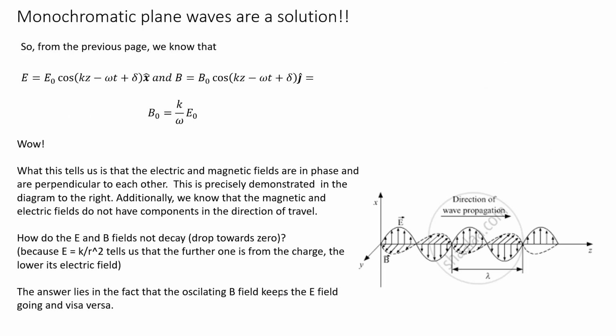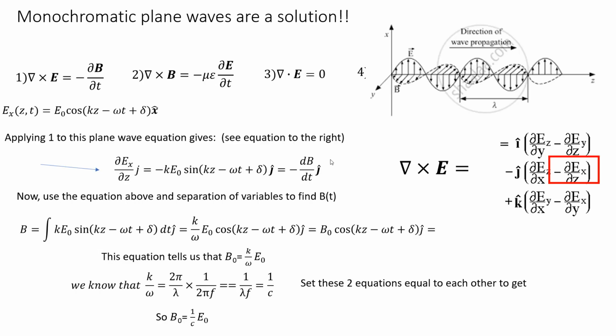Okay, so we're done. So what does this tell us? This tells us that the electromagnetic fields are in phase. They have the same angle here. So when this is at its maximum, this is also at its maximum. It also says that they are perpendicular to each other. The electric field is oscillating in the x direction. That was just a given. That was just made up.